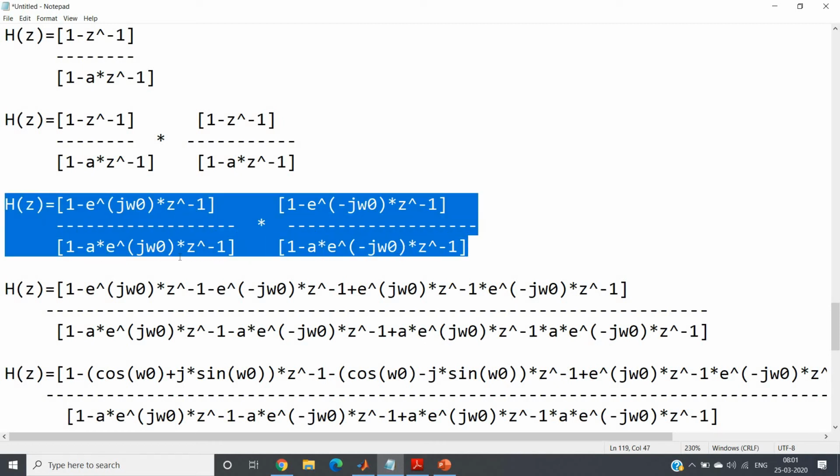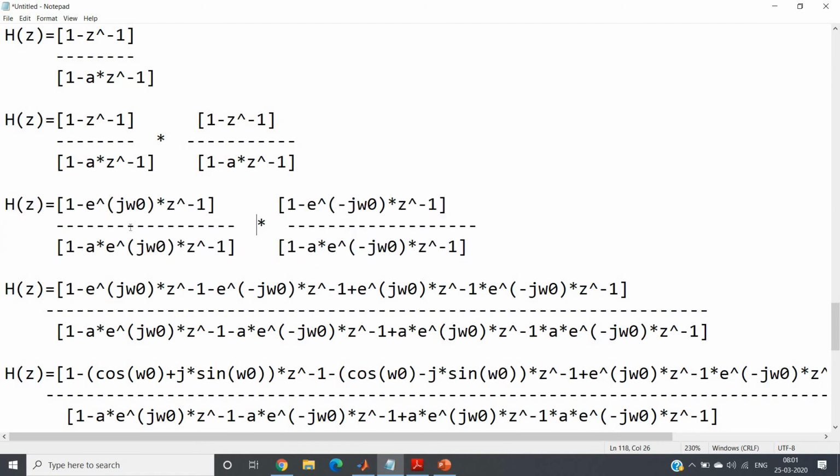Now we can apply simple mathematical simplification. I am showing the calculation only for the numerator; you can extend it to the denominator also. So you can see, if you multiply 1 minus e to the power minus j omega naught z to the power minus 1, by 1 minus e to the power j omega naught z to the power minus 1, the terms expand as follows: 1 minus e to the power minus j omega naught z to the power minus 1, minus e to the power j omega naught z to the power minus 1, plus e to the power j omega naught times e to the power minus j omega naught z to the power minus 2.